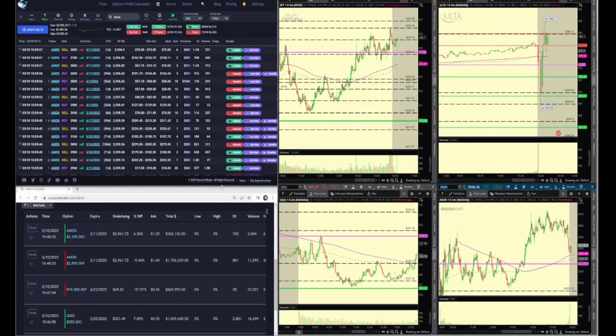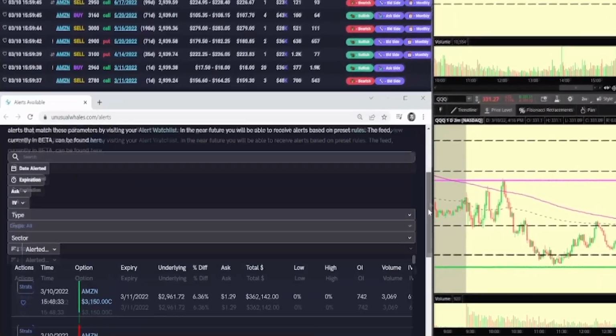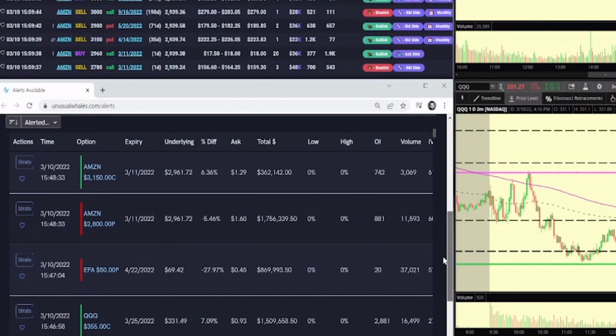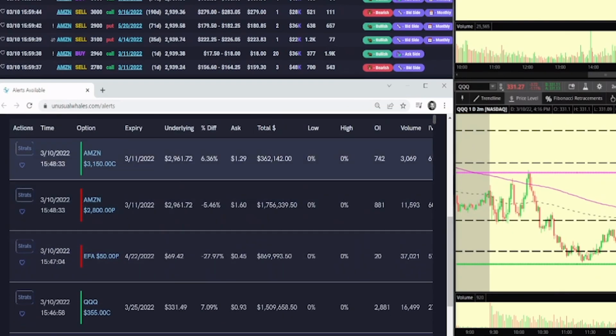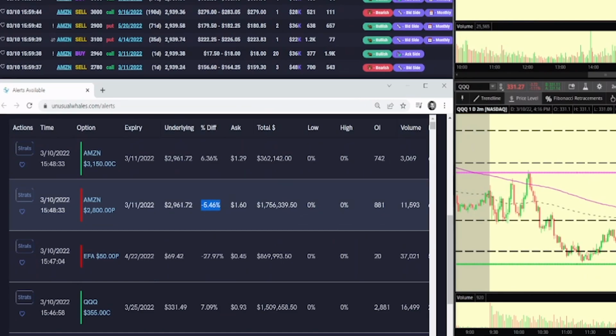The next tab that I have open is the alerts tab. All right, there's really nothing I do on this side. I just want to know what big orders are coming in and how far they are from the actual strike price, right? Are they out of the money? Again, I'm really looking for out of the money stuff.